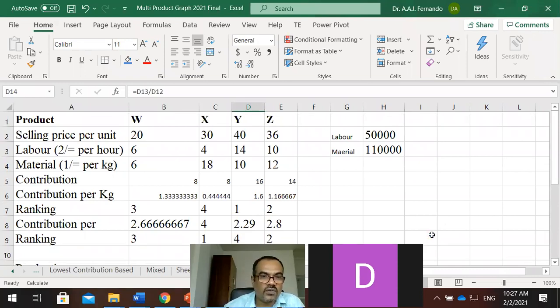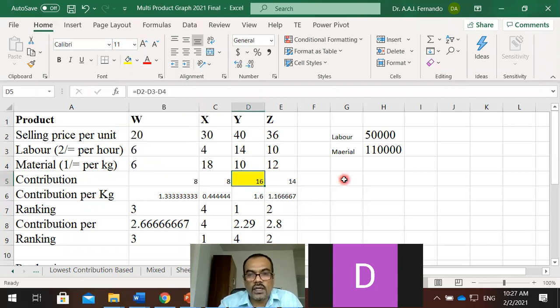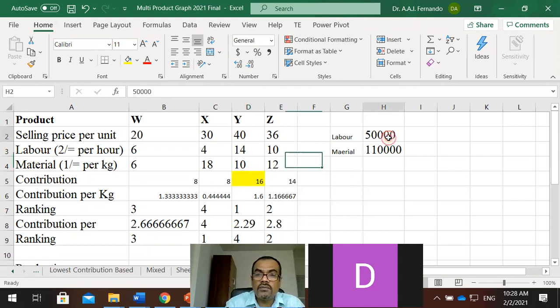Now you can see, your calculations are correct. Contribution: Y gives the highest. Then we'll mark it. For any decision, if you do not know extra information, we tend, very rationally, to give the priority to Y. So produce Y as much as possible. But the question says your labor hours are limited to 50,000. If labor hours are limited to 50,000, you need to do a recalculation.